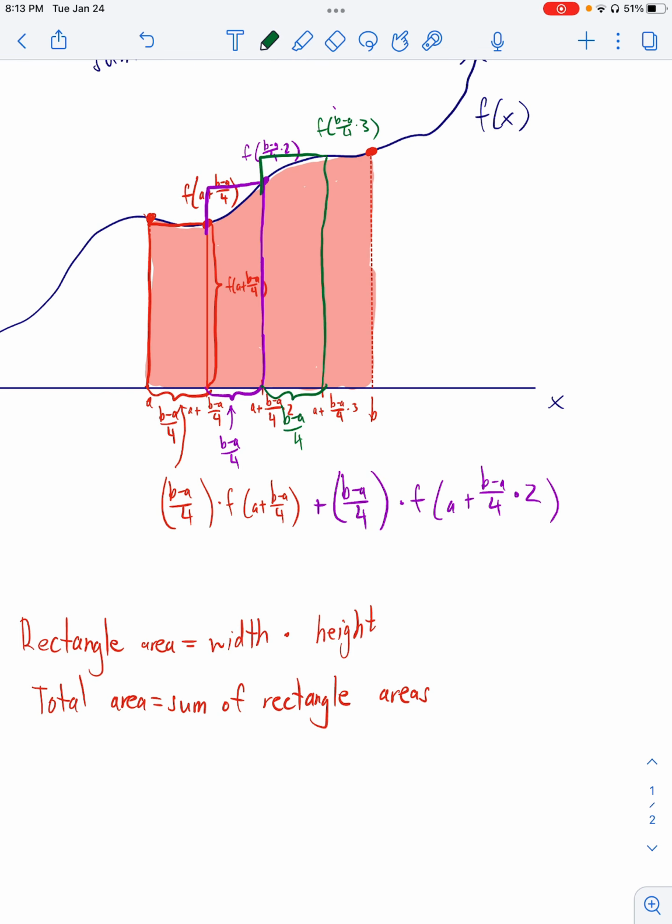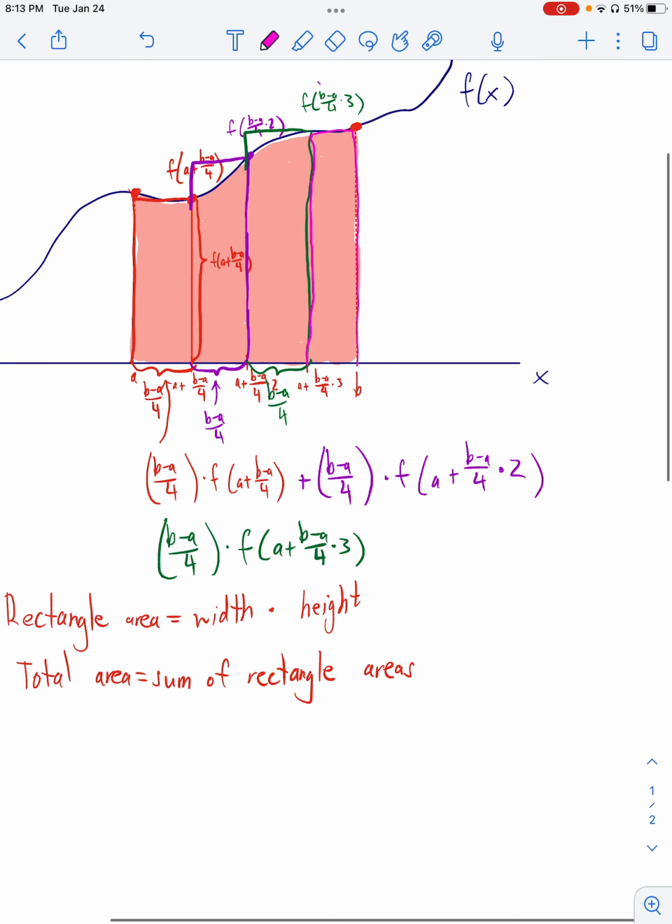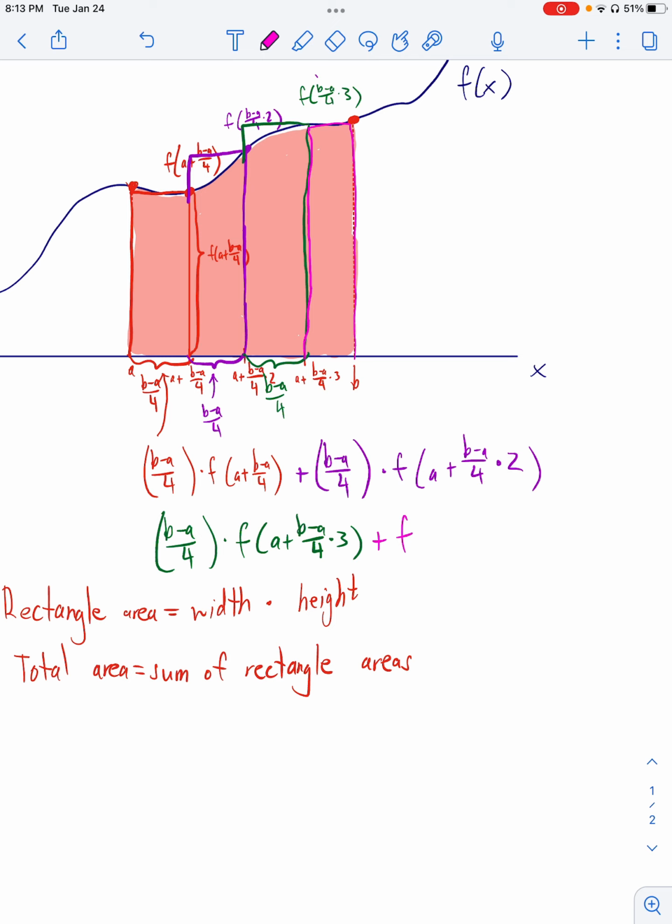So that third rectangle's area is going to be (b minus a)/4 times f of a plus (b minus a) all over 4 times 3, okay? And likewise, if we did a fourth pink rectangle, the area of that would be (b minus a)/4 times f of a plus (b minus a)/4 times 4, okay?